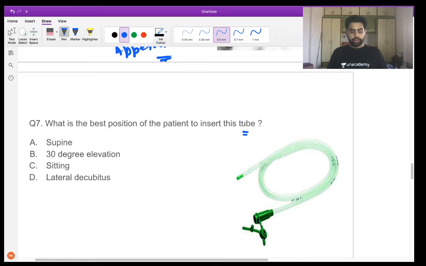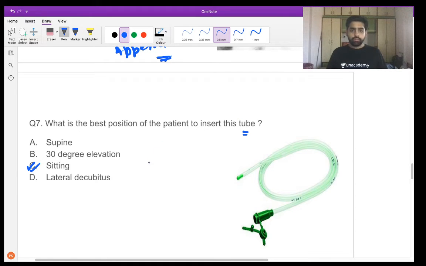Sitting. Okay, everybody is up with the sitting. Very good, guys. So it means that you have revised the AIIMS questions correctly. So the answer is in fact a sitting position. Please understand, the best position to insert the Ryle's tube is the sitting position. This is the first MCQ.